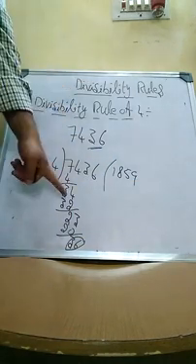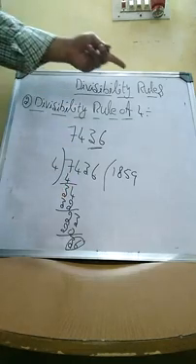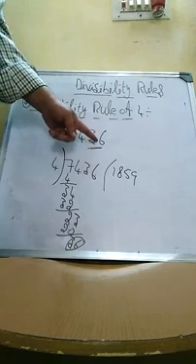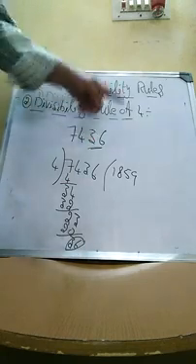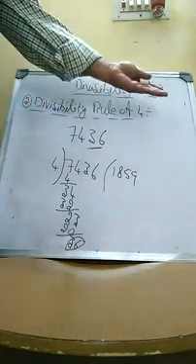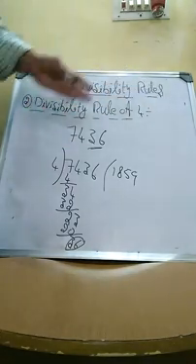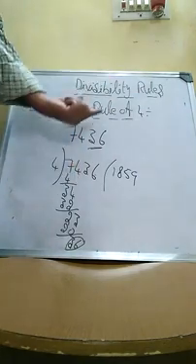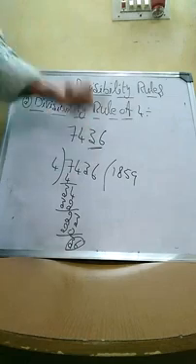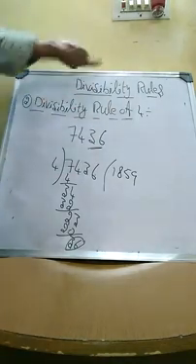Now without this division, if we know the divisibility rule of 4, what is it? If the last two digits are divisible by 4, then the whole number is divisible by 4. Sometimes with 5-digit or 6-digit numbers, we need not divide the whole number. Just apply the rule. Check the last two digits. If the last two digits are divisible, then we can say the whole number is divisible by 4.